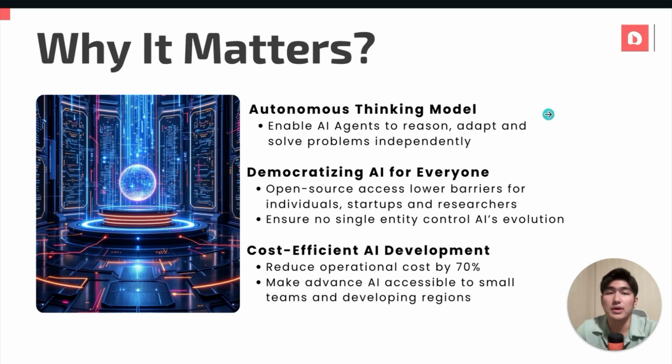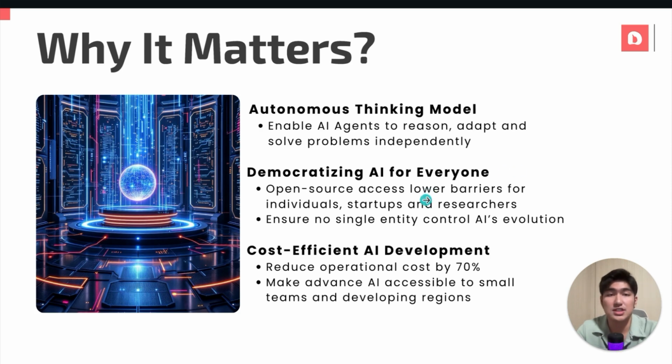Firstly, similar to o1, it is an autonomous thinking model, which is really the first step towards autonomous AI agents, right, whereby the model enables AI agents to reason, adapt, and solve problems independently. And we'll take a look at how this works later on in our run-through tutorial, but this is really something that's revolutionary. On top of that, it also democratizes AI for everyone.